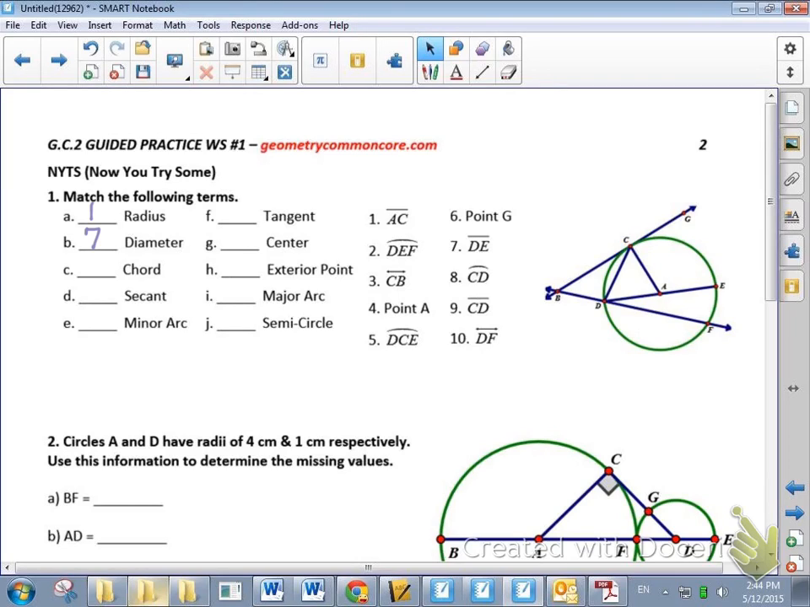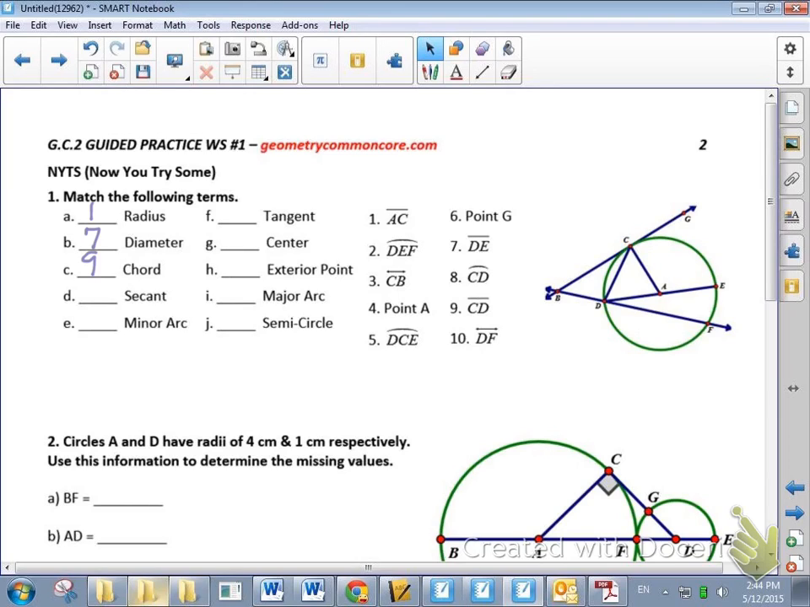Now a chord, well, a chord could also go through the center, so DE could be a chord, but in this case I am going to check for CD or DF. Do we have CD or DF? And these are chords, so they're segments. You're going to look for the straight line over. Okay, so we're looking at CD would be a chord, so that's number 9.